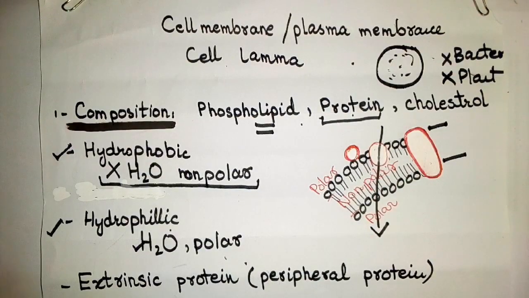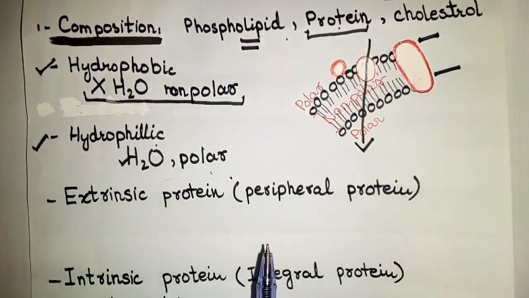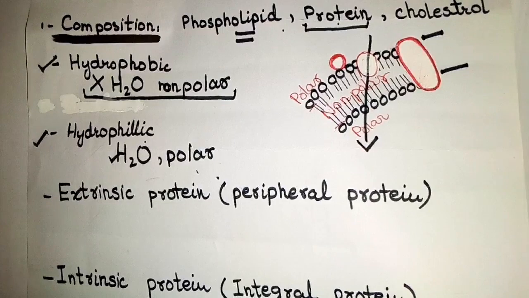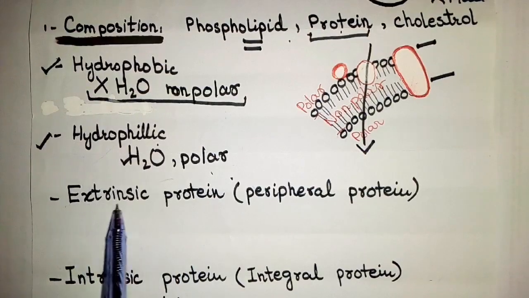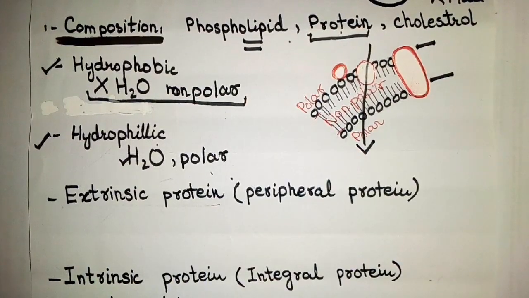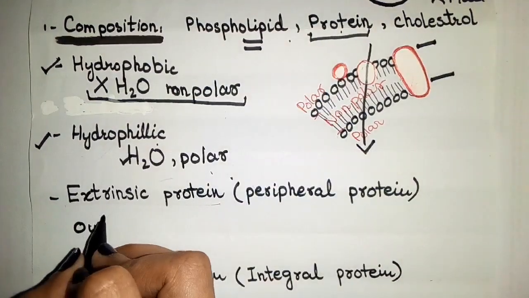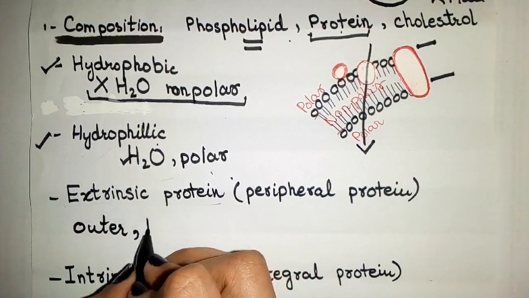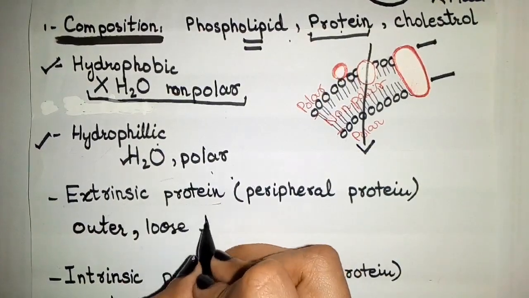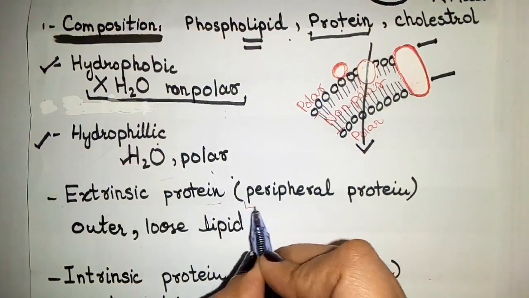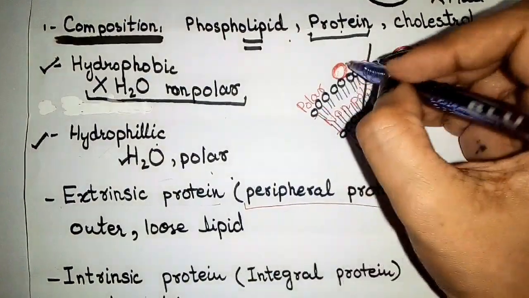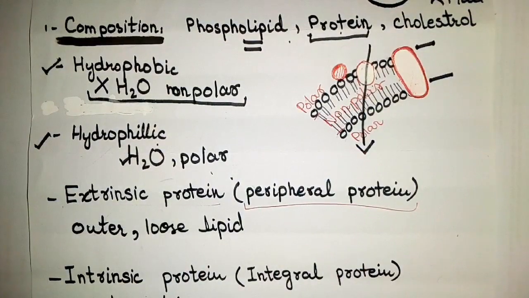Okay, now we are going to move towards the next part, that is extrinsic and intrinsic proteins. First we are going to discuss extrinsic proteins. What are extrinsic proteins? Extrinsic proteins are the outer proteins which are loosely bound with lipids. The other name for extrinsic protein is peripheral protein. You can see this red one, it is a peripheral outsider protein. It can be attached with lipids, and with carbohydrate as well.